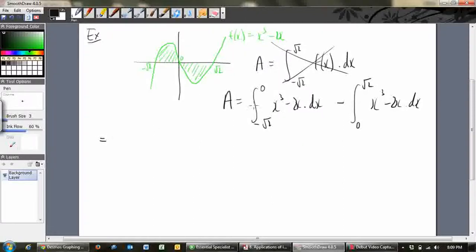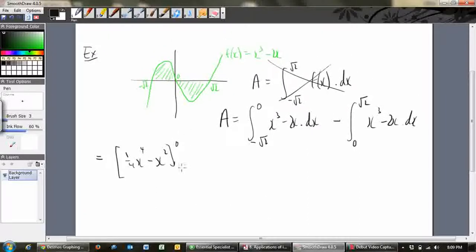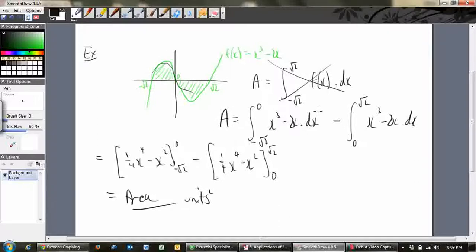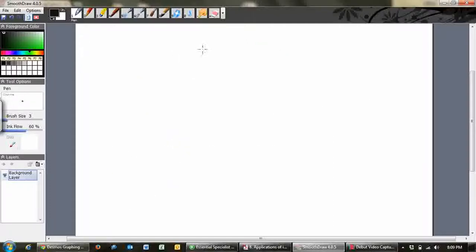Okay, I'll do it, but I shouldn't really have to, because it's quite a boring thing. x cubed goes to 1/4 x^4, 2x goes to minus x squared, and we're evaluating that between 0 and negative root 2, minus all this, again 1/4 x^4 minus x squared between 0 and root 2. In fact, I'm not going to do it, it's just boring. So evaluate that, and you'll get your area in units squared. So that's how you do it if you've got functions that go up and cross the x-axis and that sort of thing.